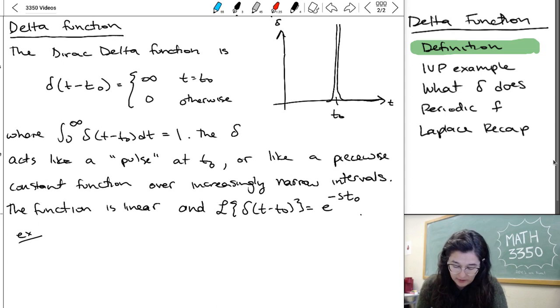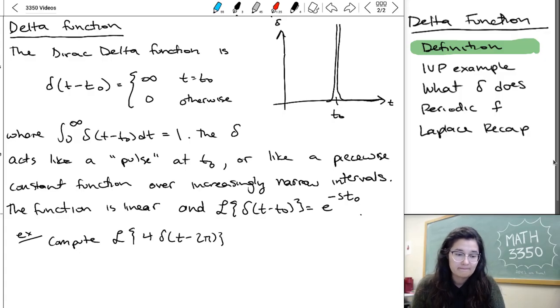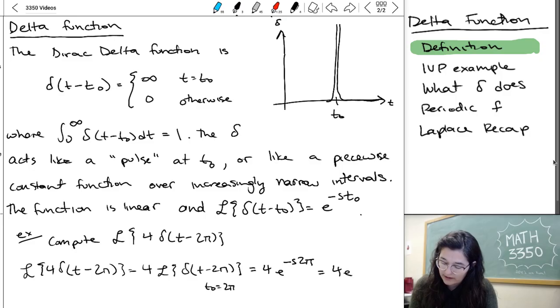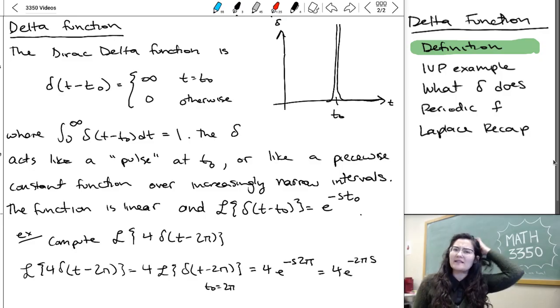And so, for example, if we wanted to compute L of 4 delta of t minus 2 pi, we would do it like this. So by linearity, we can go ahead and pull that 4 out. And then I just have to identify what my t0 is. And in this case, it's that 2 pi, the thing I subtract from t. And so then I can just plug into the formula e to the minus s times 2 pi for my t0, or 4e to the minus 2 pi s, because usually we like to have numbers before variables.